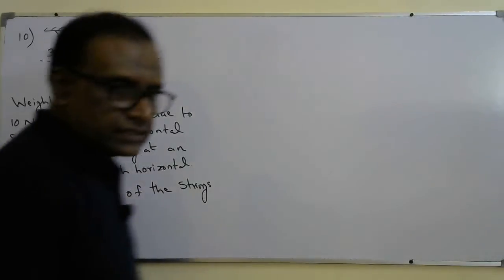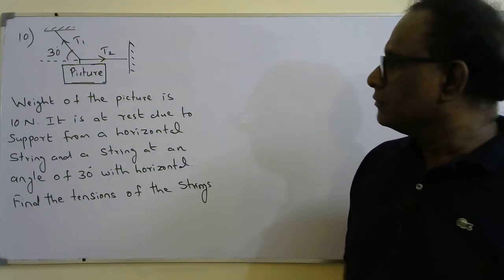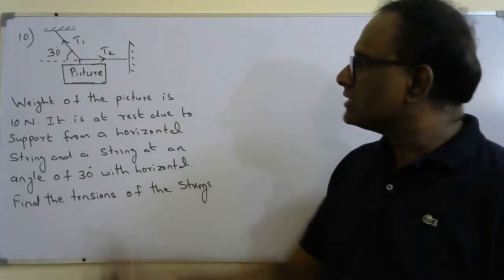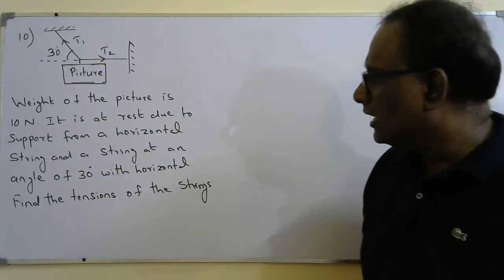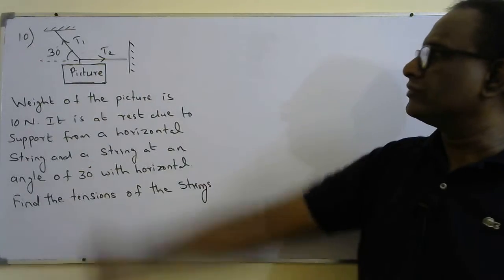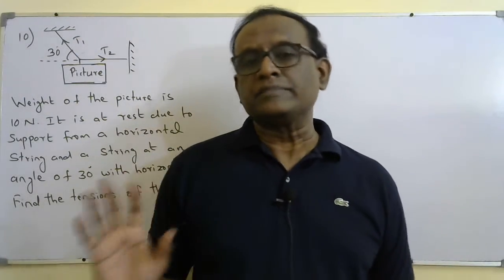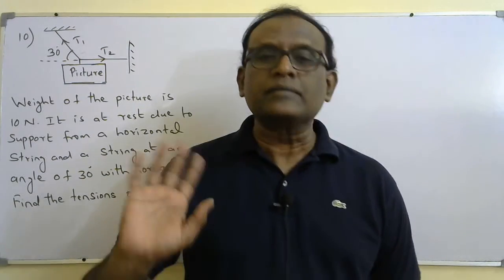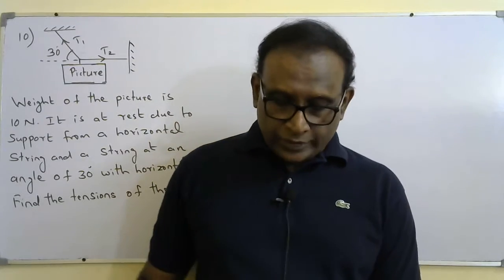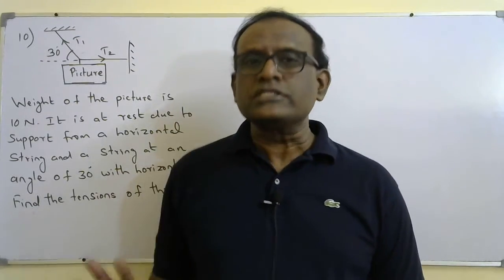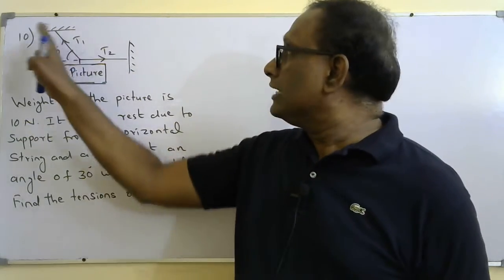Okay, so in this question the weight of the picture is 10 Newton. It's hung by using 2 light strings. One is in horizontal position, other one is making an angle 30 degree with horizontal. Find the tension of these strings. Here the total moment must be equal to 0, but I am not using the principle of moments, because without using it I am able to find the unknown T1 and T2.